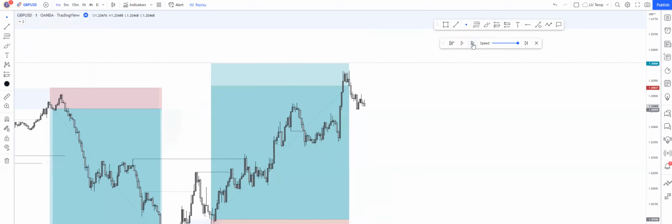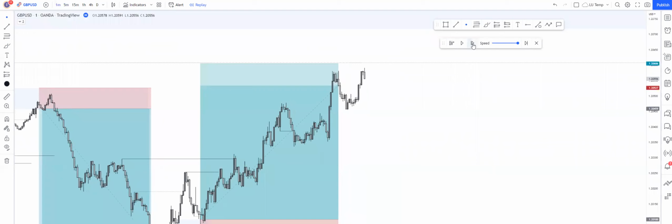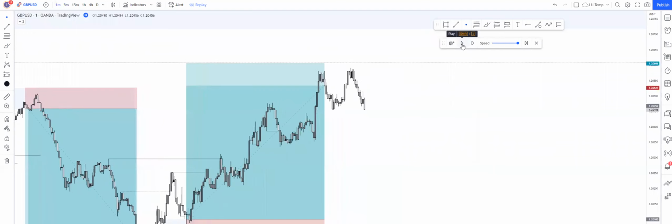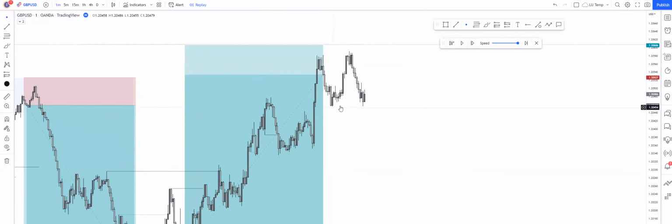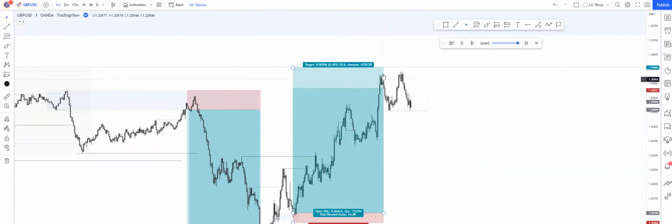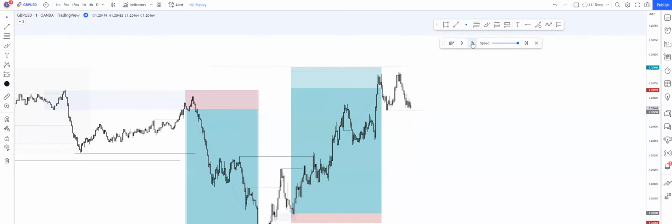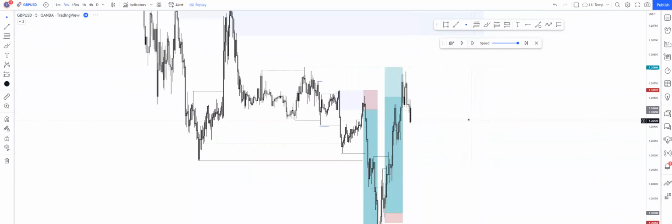Looks nice. Let's see what happens. All right, so if this look is taken, let me see. Yeah, if this look is taken, I'll look for a long: price broke structure, retracement, builds again. Nice. So we can go for a long.